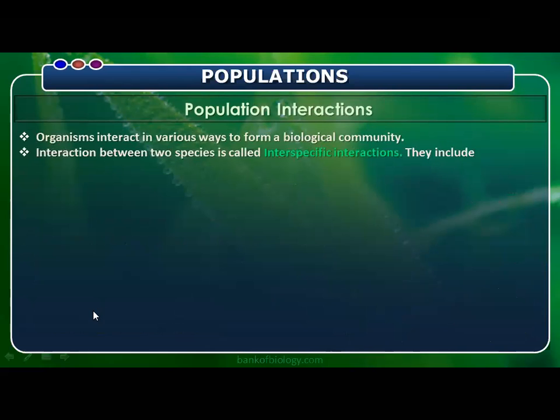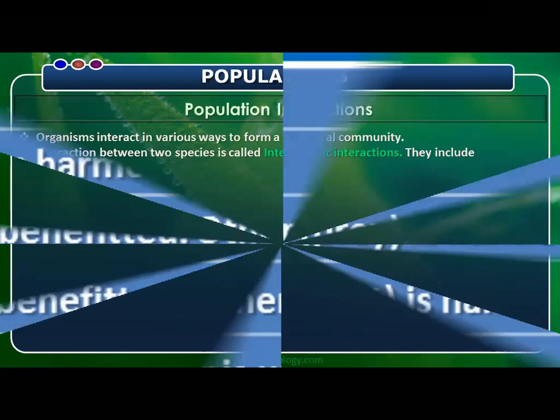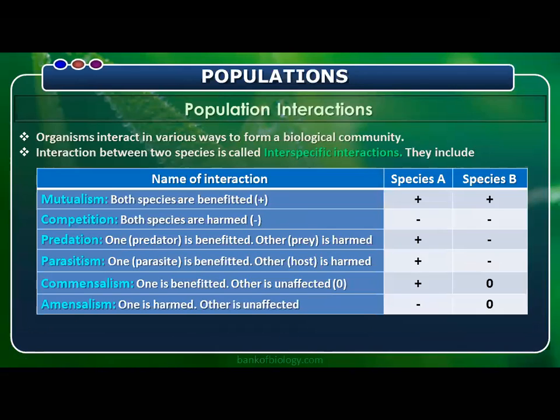So, organisms interact in various ways to form a biological community. Interaction between two species is called interspecific interaction, like mutualism, competition, predation, parasitism, commensalism, amensalism. We'll discuss the population interactions in the next class.